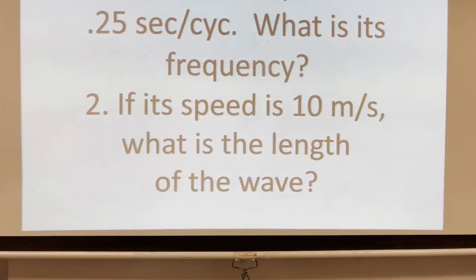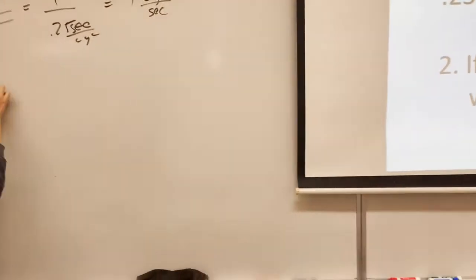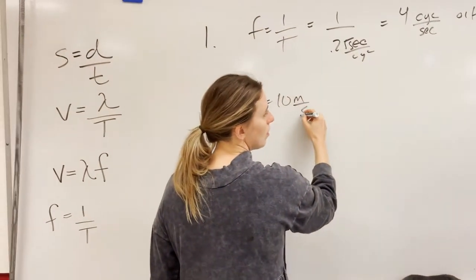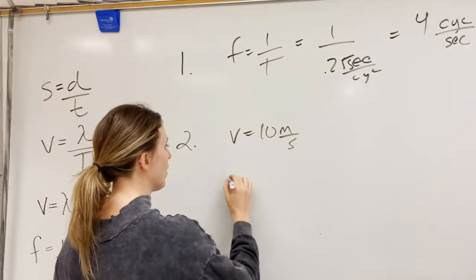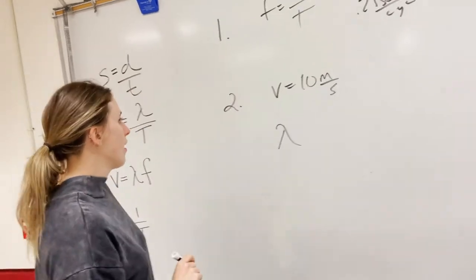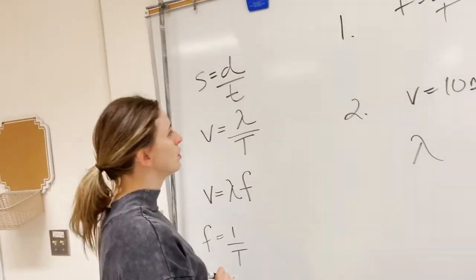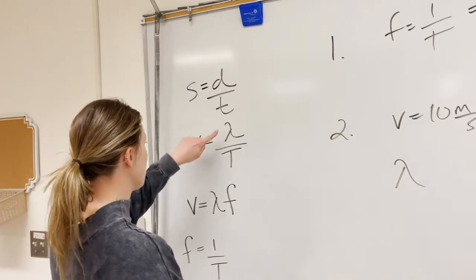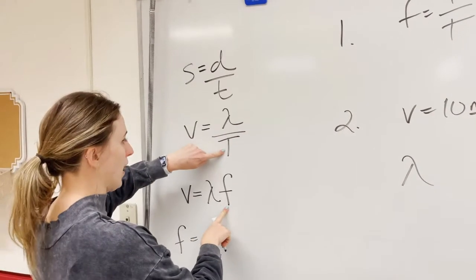If its speed is 10 meters per second, what is the length of the wave? What's the symbol for wavelength? Wavelength looks like this, the Greek letter lambda. Okay, so you want to know what the wavelength is. Wavelength is right here and right here. Now, we have both period and frequency, right?